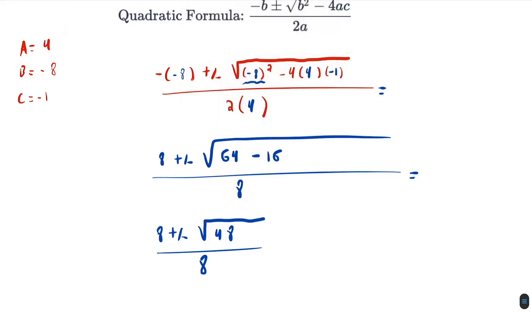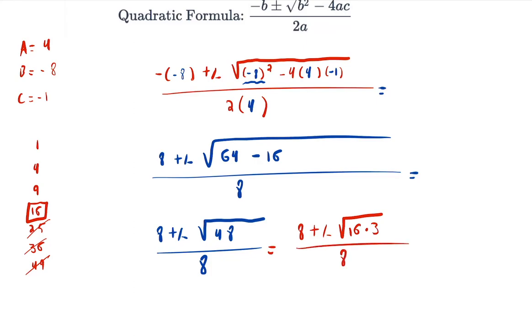Again, 48 is not a perfect square because it lies somewhere between, if I write these out, 1, 2 times 2 is 4, 3 times 3 is 9, and so on. It lies somewhere between 36 and 49, so it's somewhere between 6 and 7. 49 doesn't divide in, 36 doesn't divide in, 25 doesn't divide in, but 16 does because 48 is 16 times 3. So we have 8 plus or minus the square root of 16 times 3 all over 8. And the square root of 16 is 4.